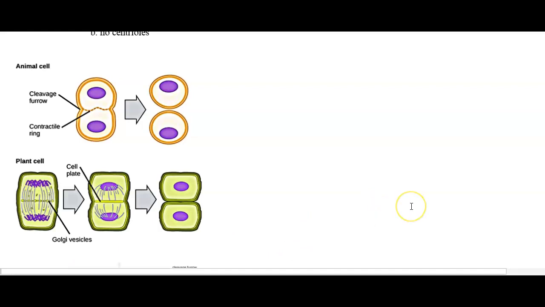So the animal cell is going to divide with the cleavage furrow, kind of like a muscle that's getting tighter and tighter and tighter until it splits it into 2. So they're dividing from the outside in. Plant cells, alright, they're going to have that cell plate. On the plate right there, now we're going to divide from the inside out. See, inside out.